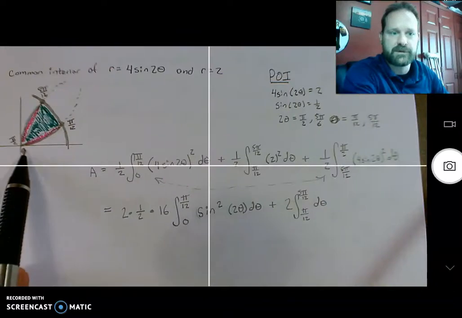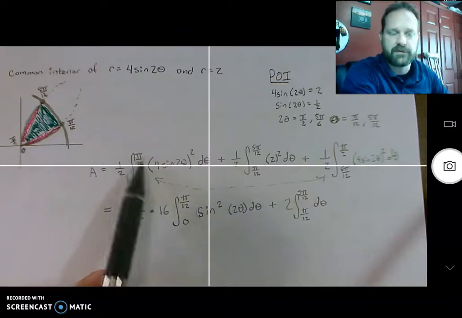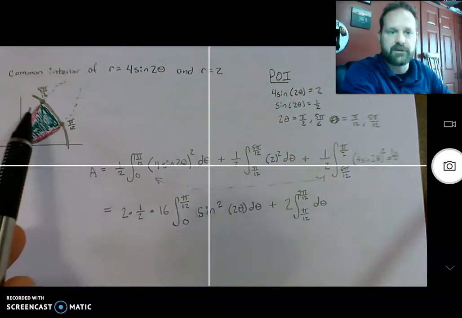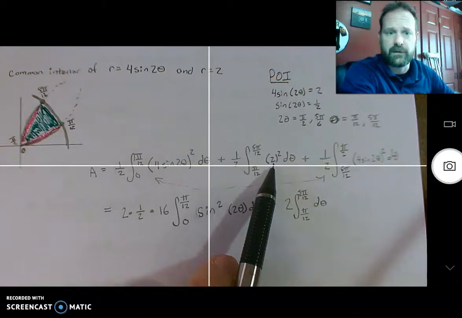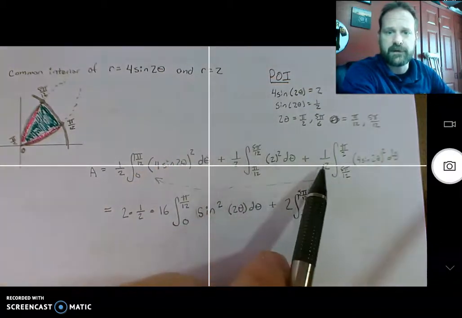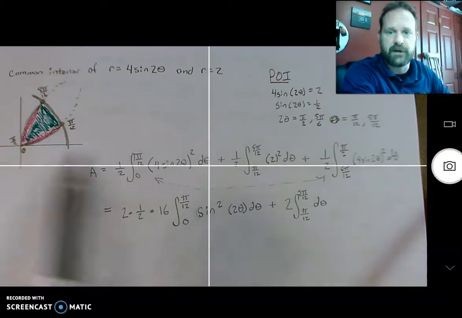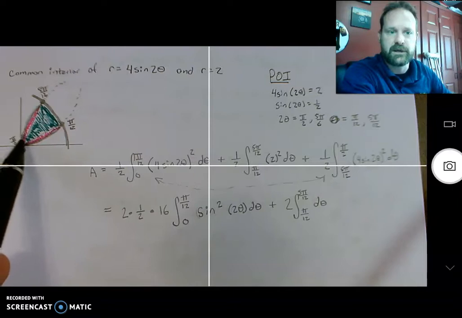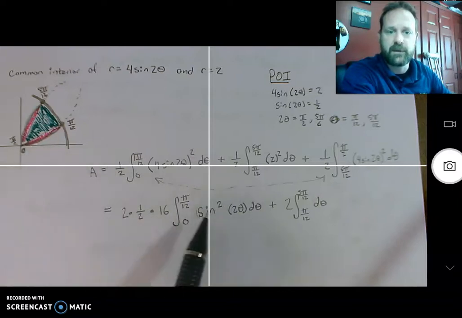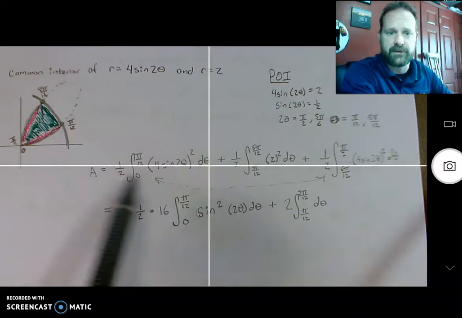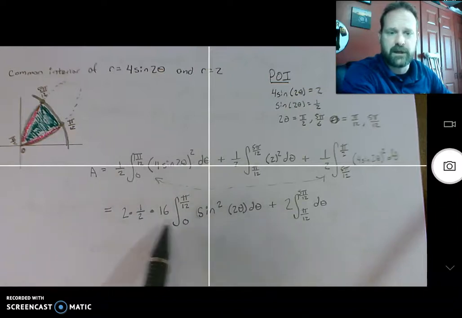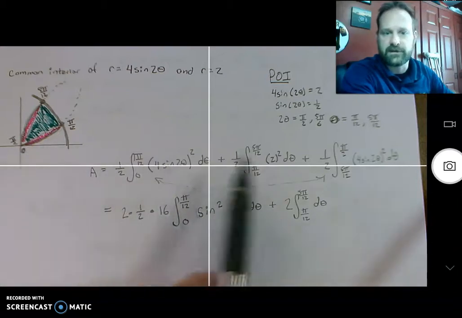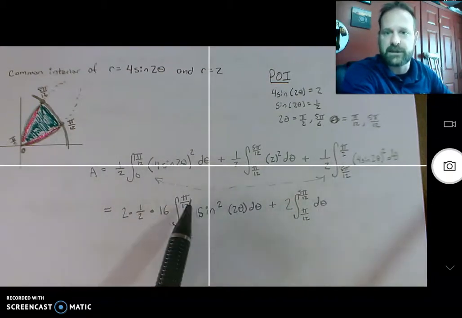The first one is from 0 to pi over 12 using r, following the formula. The second one is from pi over 12 to 5 pi over 12 with this equation here. Then the last one is from 5 pi over 12 to pi over 2 using that same equation. But because of symmetry, these two are going to be the same, so I went ahead and just doubled this one. Because of symmetry, the pink ones here are going to be the same too.